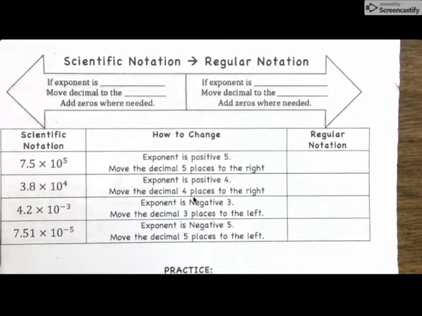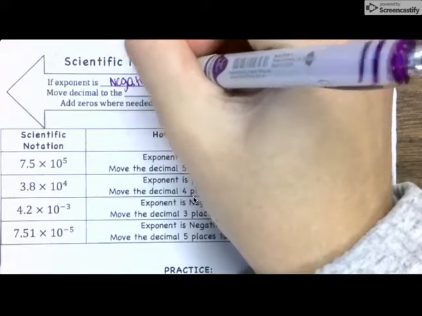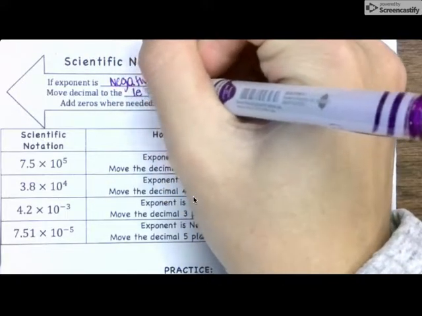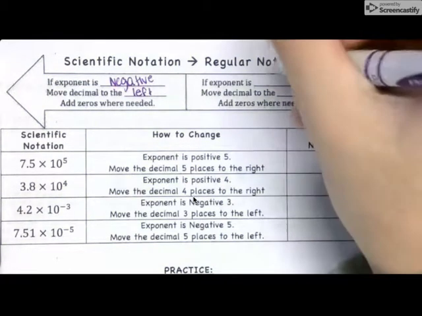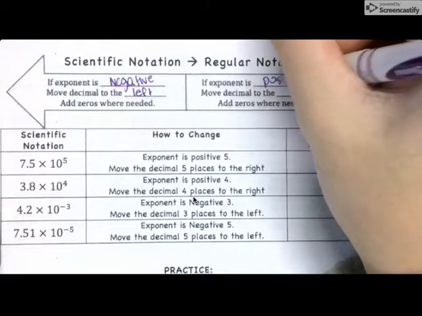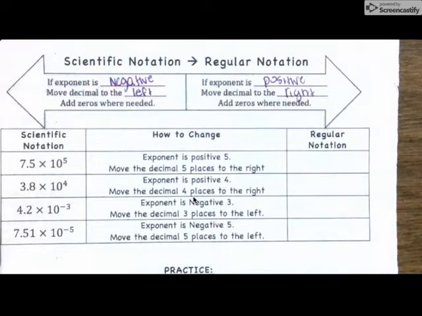So before, I was looking at regular notation, or just a standard form, to scientific notation. Now we're doing the opposite. So if the exponent is negative, we're going to move the decimal to the left. The exponent is positive, we're going to move the decimal to the right.